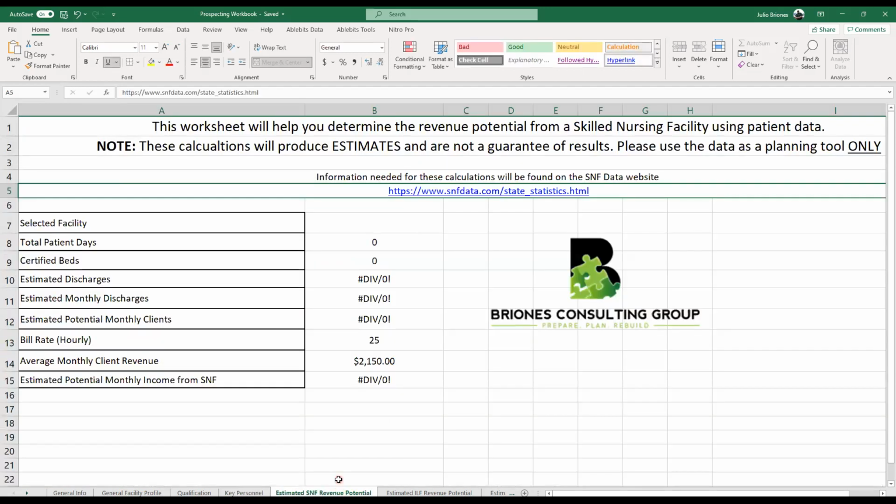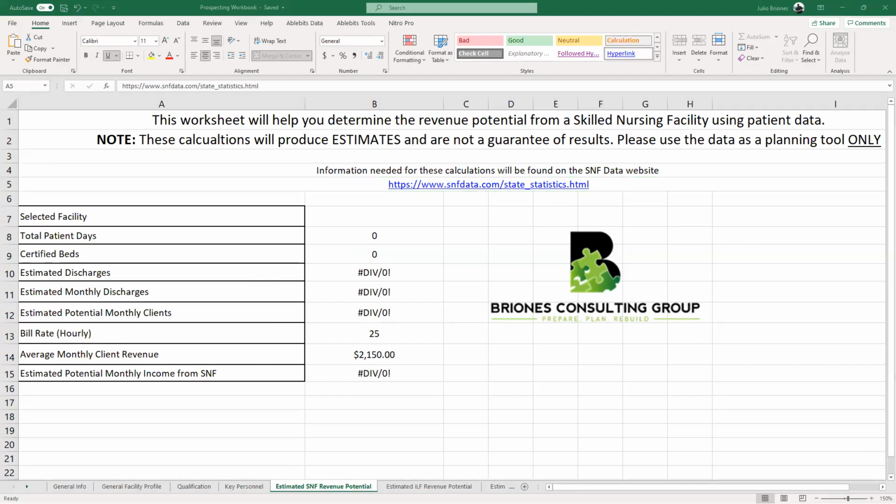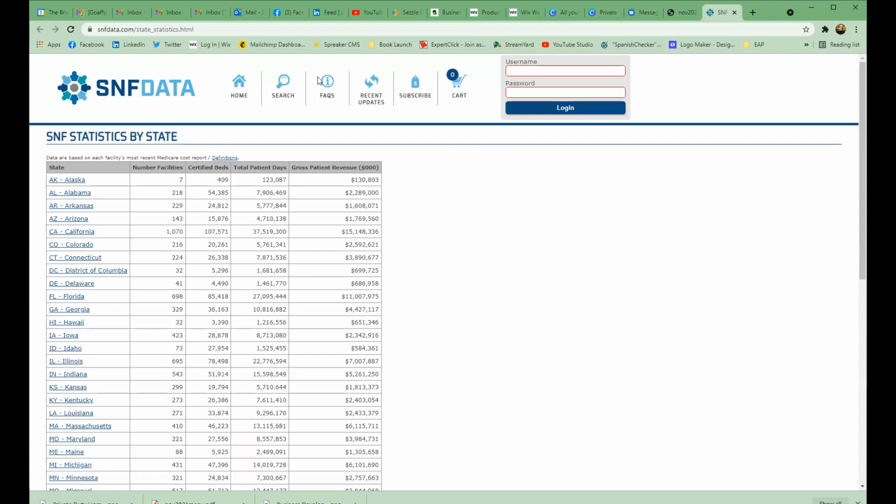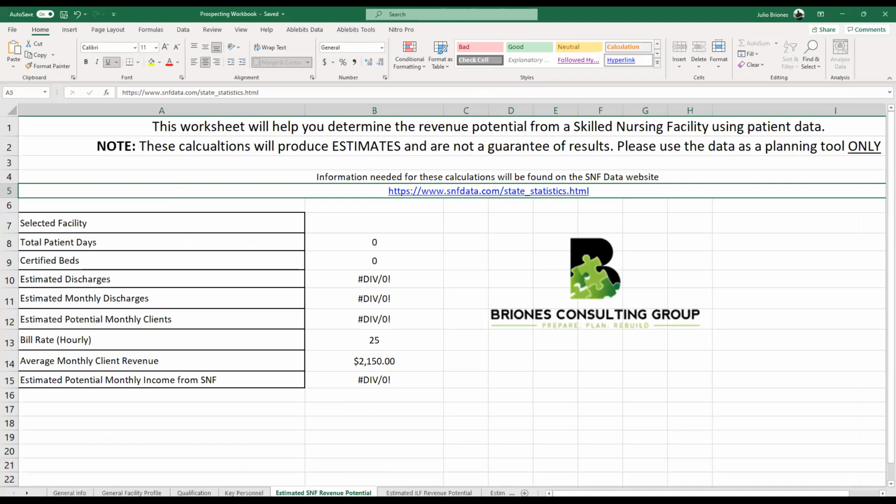Estimated revenue. Once again, these calculations will produce estimates. They do not guarantee results. They do not guarantee income. This is a planning tool only. But if you were to visit snfdata.com, it would bring you to a website as shown here. This website will give you certain key points of information that will allow you to complete the workbook.